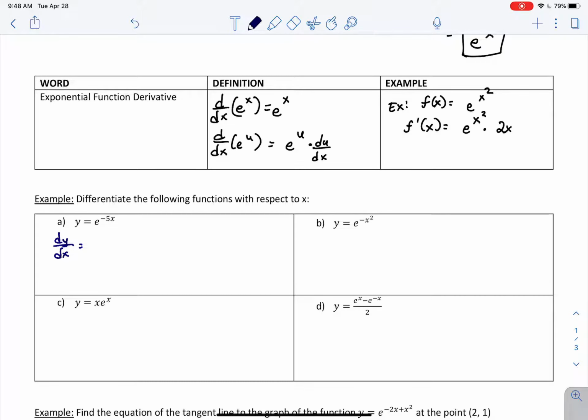So to start off, the derivative of an e function, exponential, is just itself. And then I multiply the derivative of that function in the exponent, negative 5. And I can clean this up and write it like this.